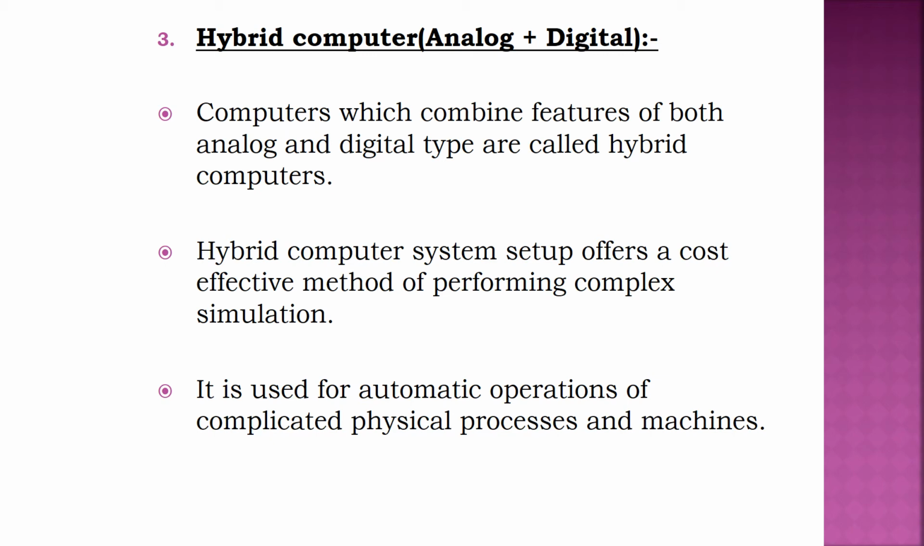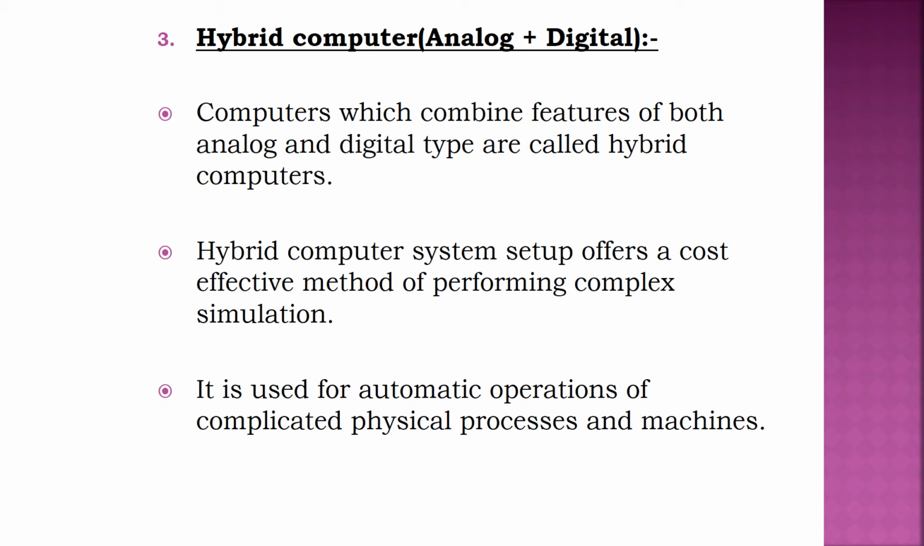Nowadays, analog to digital and digital to analog converters are used for transforming the data into suitable forms for either type of computing. Again, the key points for a hybrid: it is a computer which combines features of both analog and digital systems. A hybrid computer system setup offers a cost-effective method of performing complex simulation. It is used for automatic operation of complicated physical processes and missions.